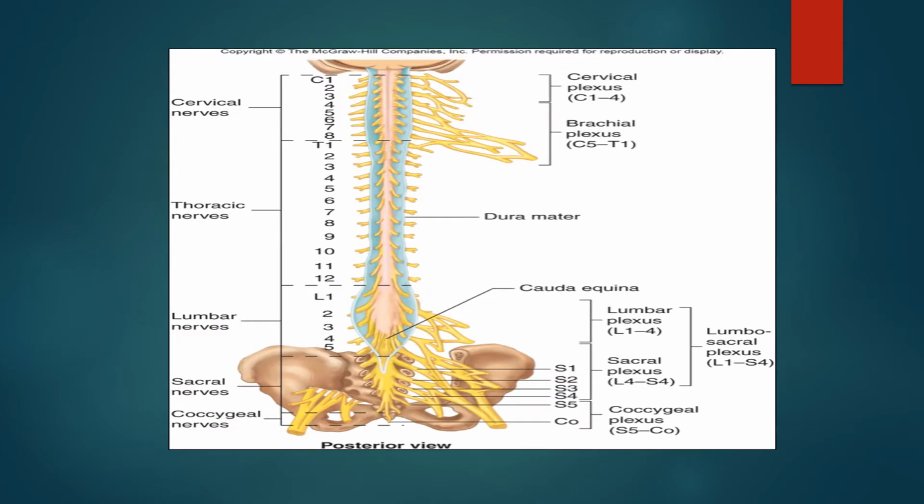Here is the anatomy of the spinal cord. Okay, there is the dura mater, cauda equina, and lumbar, sacral, coccygeal, and cervical nerves. Here are the 8 pairs of cervical nerves, 12 pairs of thoracic, 5 pairs of lumbar, and 5 pairs of sacral. This is the posterior view of the spinal cord.